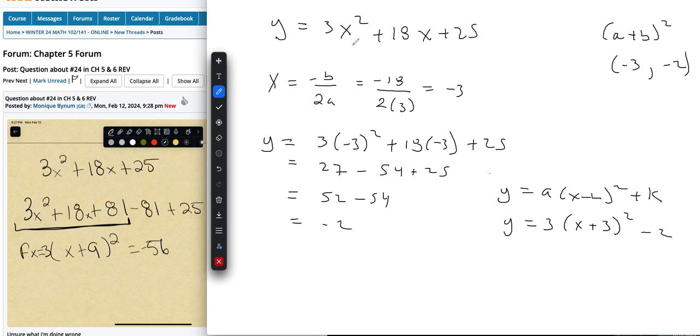But if it doesn't, then this is a good fallback position, and this will always get you the vertex. And it's nice when sometimes the numbers on these aren't nice, like in the story problems that we saw. So then that's where it's good to have another method. Hopefully that helped.